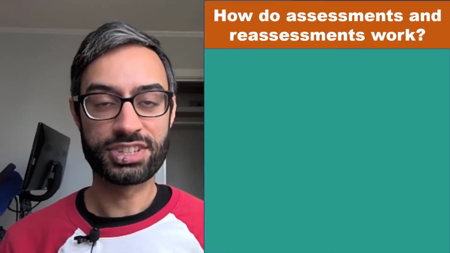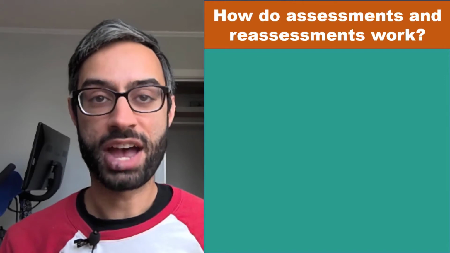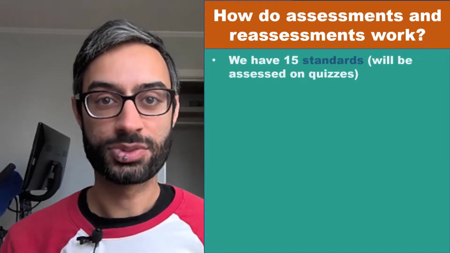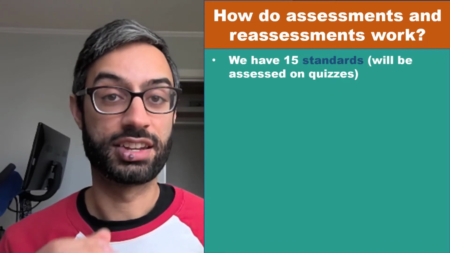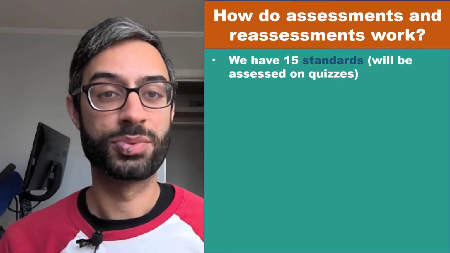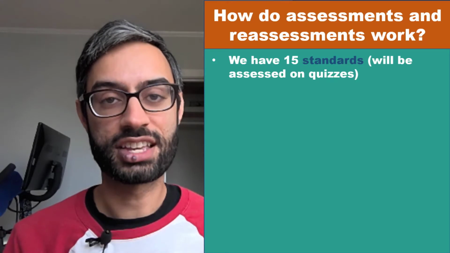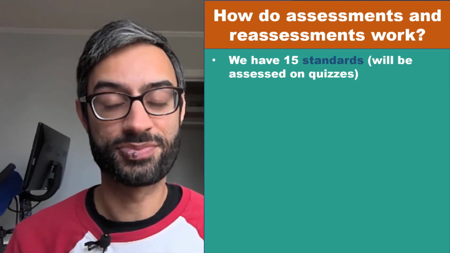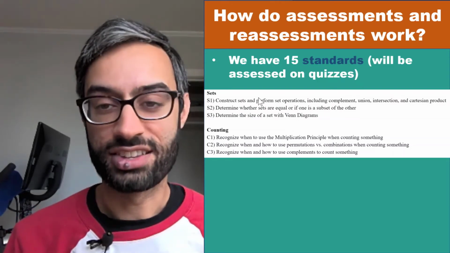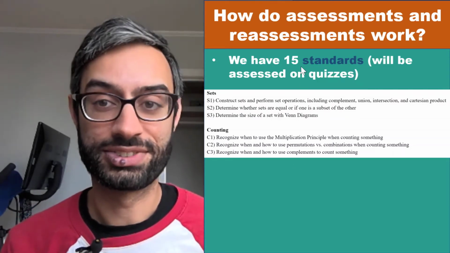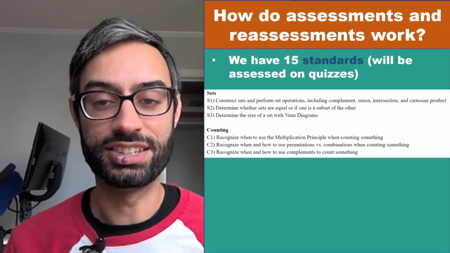How do assessments and reassessments work in our class with our mastery-based grading system? So we have 15 standards, these learning objectives in our class. And I'm going to be assessing these on our quizzes, which are every 2 weeks. Each quiz will assess you on 3 of these standards. So you can find these on the syllabus, but I have an image here that has 6 of those standards, 6 out of the 15. The syllabus will show you all 15 of these.